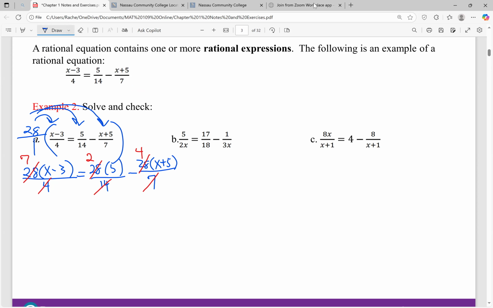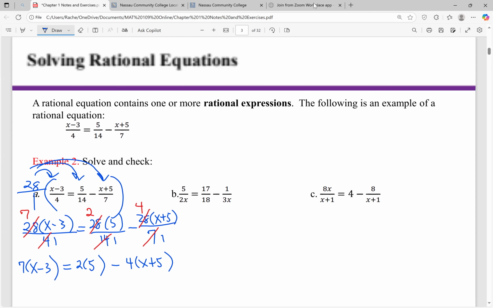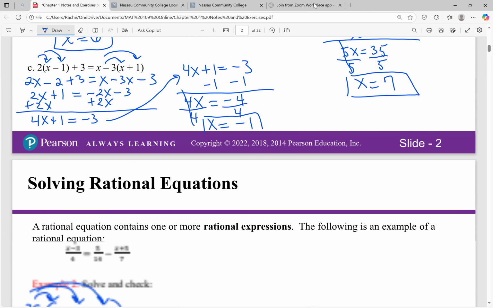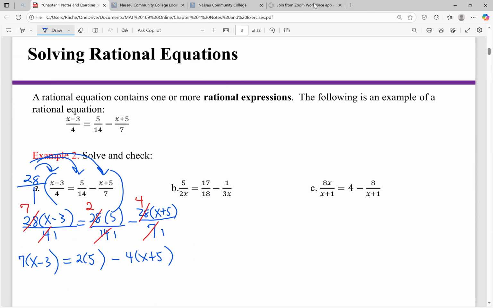All that's left on the left-hand side is 7 times x minus 3, right, over 1. That just became a 1. All these denominators became 1. That's going to equal now 2 times 5, and then minus 4 times x plus 5. No more fractions, right? This actually looks like one of the equations similar to the equations we were solving above, right? Just your typical linear equation with no fractions.